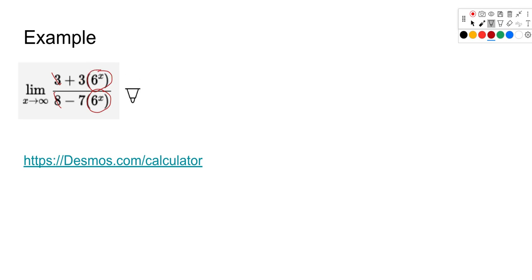So I would say this limit should probably be, as these get big, those will cancel out. It should go to -3/7, those coefficients. And again, I haven't proved it, but what I could do is go to Desmos, and Desmos will show us that, yes, that's indeed what is happening.